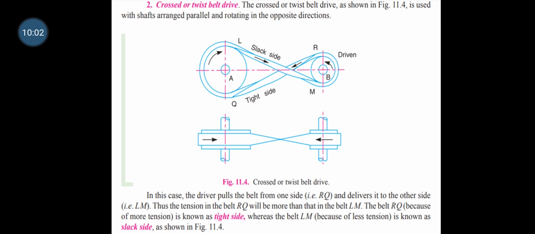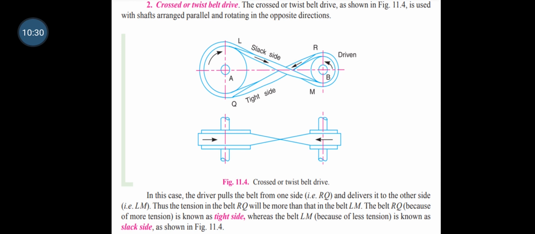The driver pulls the belt from one side and delivers to the other side. Thus, the tension in the belt RQ will be more than the belt in the LM side. So RQ is the tight side, and the belt in the LM side is the slack side.